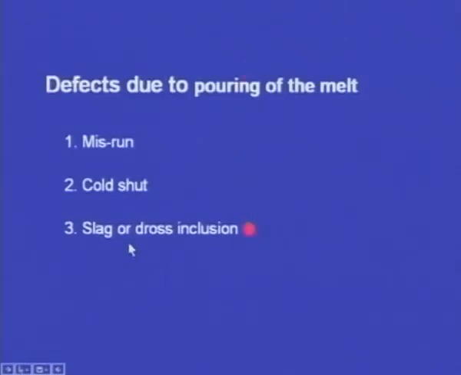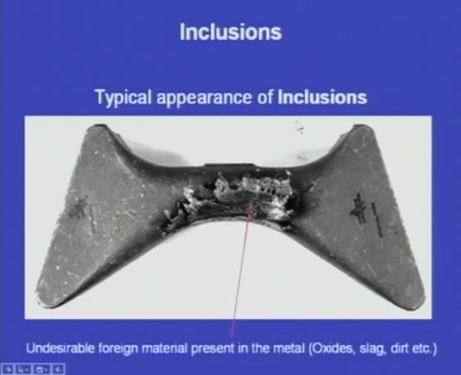Next, let us see the slag or dross inclusion in this classification. Sometimes this is also known as inclusion, and this is the typical appearance of inclusions. Undesirable foreign material is present on the surface of the casting, and when we remove these oxides or this foreign material, there will be discontinuity in the casting, and that is a defect, and we call this defect the inclusion. Most of the times these foreign materials will be oxides and slags present in the molten metal.